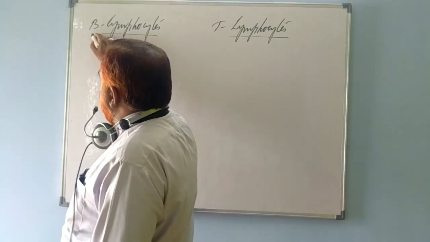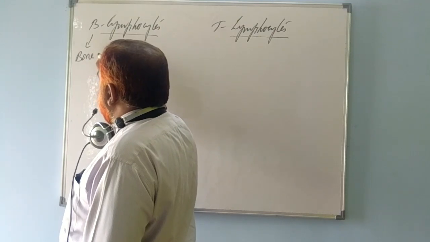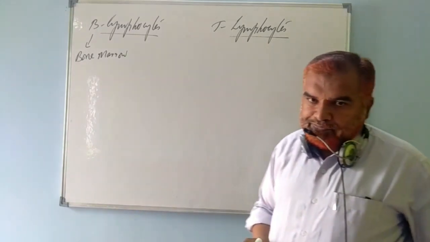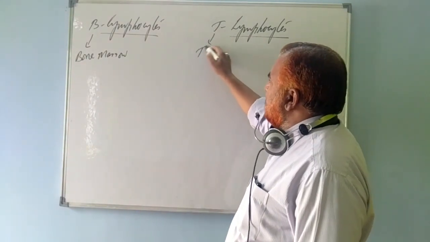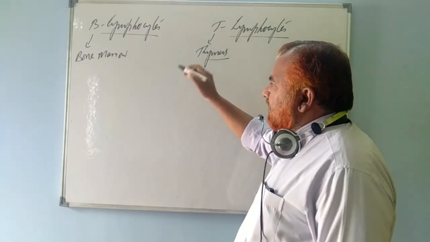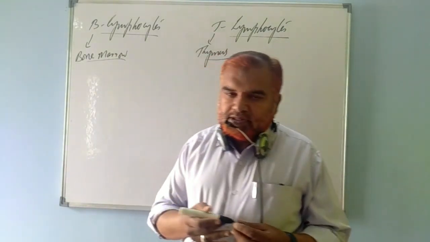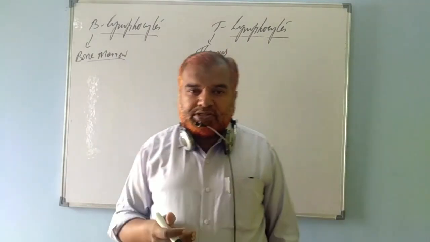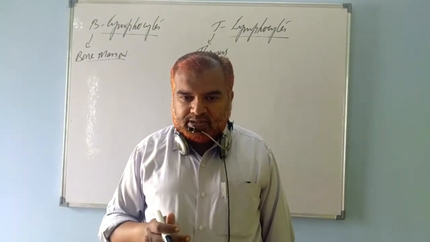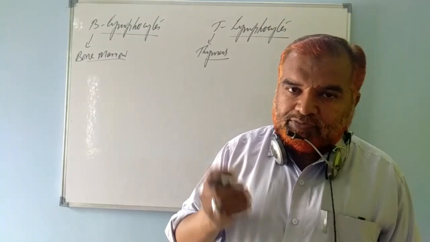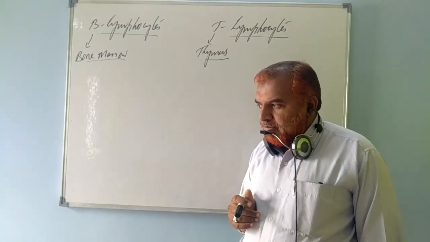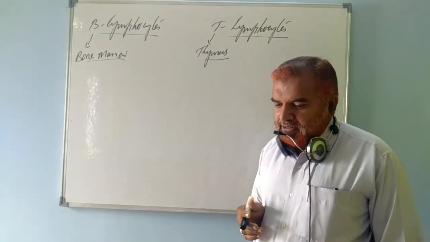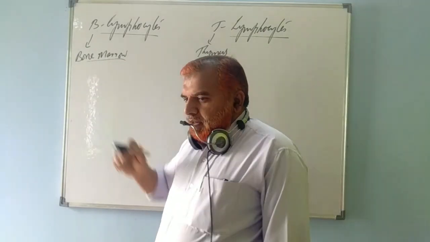In human beings, in mammals, B stands for bone marrow, whereas T stands for thymus gland. When we started this chapter, when we started immunity, I told you there are lymphoid organs. The immune system consists of lymphoid organs, lymphatic vessels, lymph nodes, lymph glands, all those things. So we have discussed primary lymphatic glands and secondary lymphatic glands. Both these come under primary lymphatic organs. One is bone marrow, which is a major primary lymphatic organ.